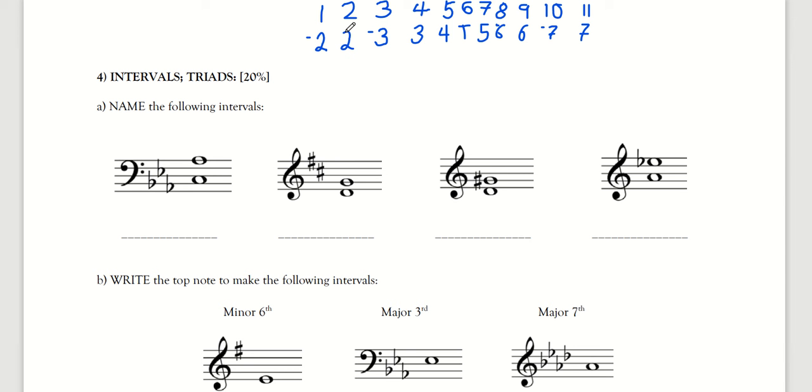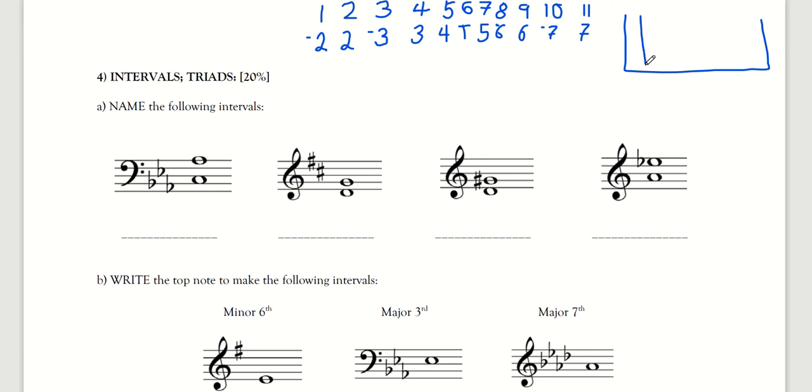If we go up one semitone, that's going to be a minor second. If we went up 2 semitones, that's going to be a major second. If we went up 5 semitones, we'd know that that's a fourth. So I'm also going to scribble down something that should help.